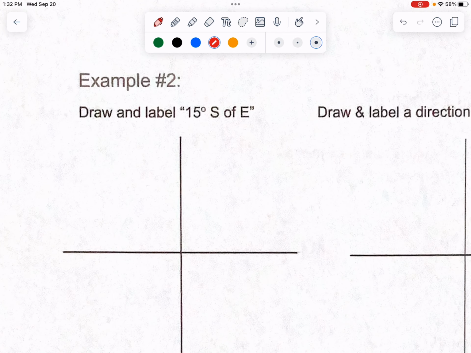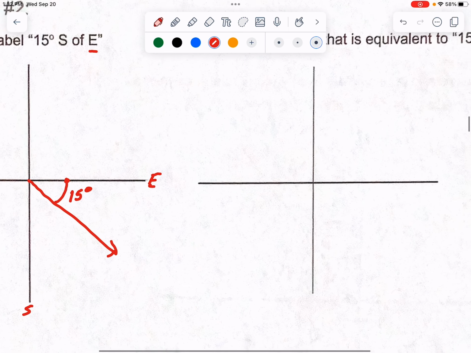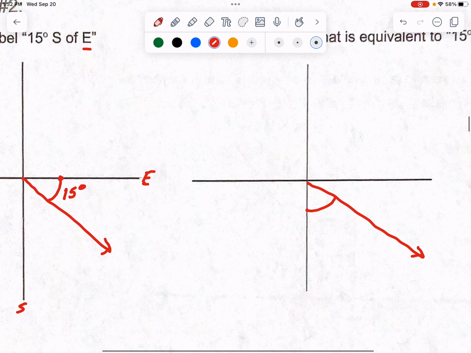Draw and label 15 degrees south of east. So we're dealing with south, we're dealing with east. We're in this bottom right quadrant, so I'm just going to draw a line. Now it says south of east, so east is my last letter, so that means it's touching the east line and then going south. So this would be 15 degrees south of east. So we're going to draw our counter angle. I'm going to draw my line down here. So 90 minus 15 would give me 75 degrees. It's touching the south line and going east of it, so it would be east of south.